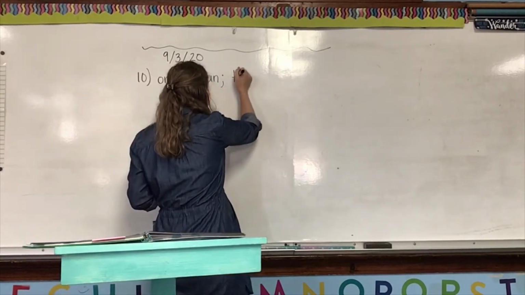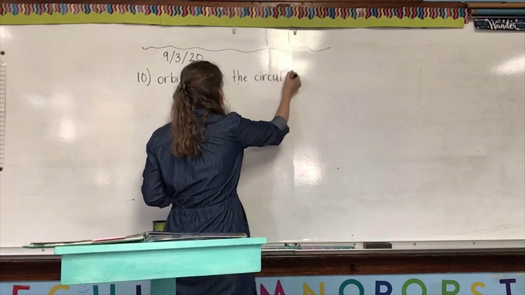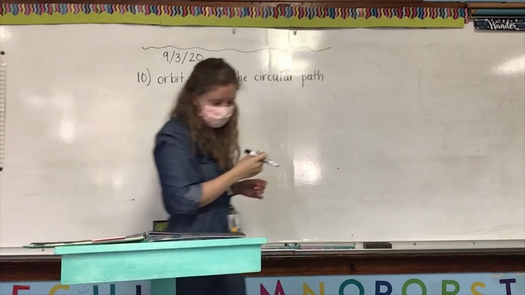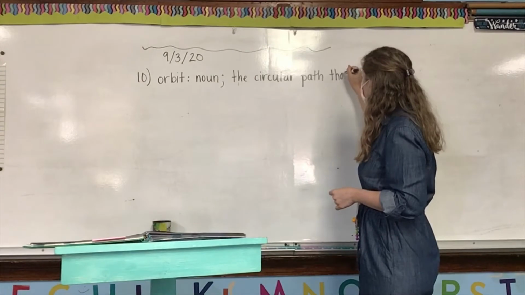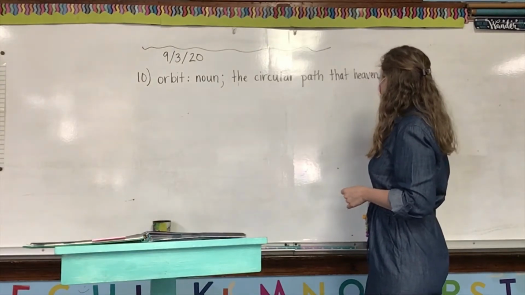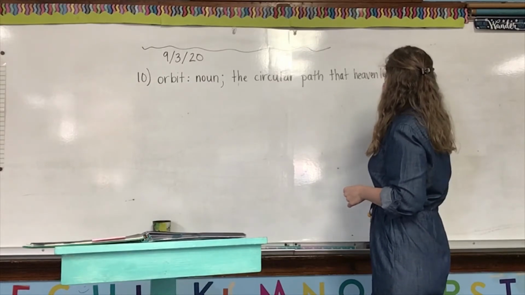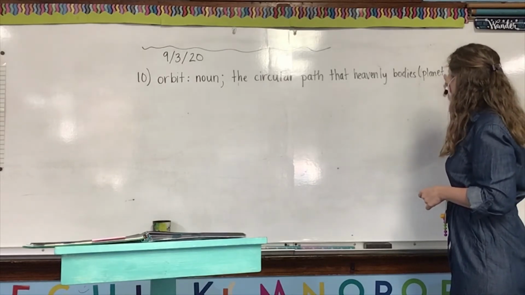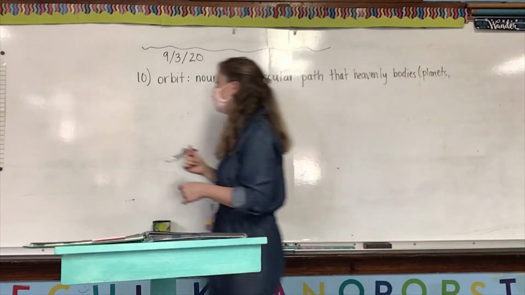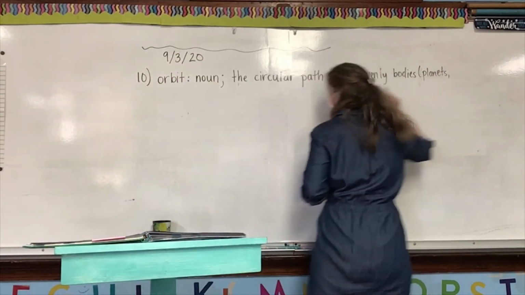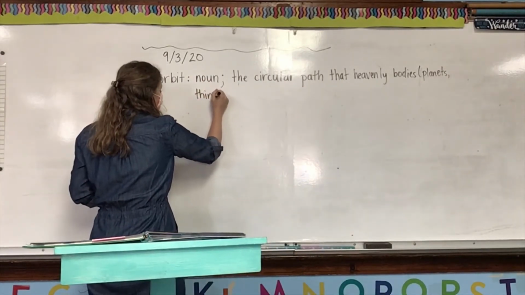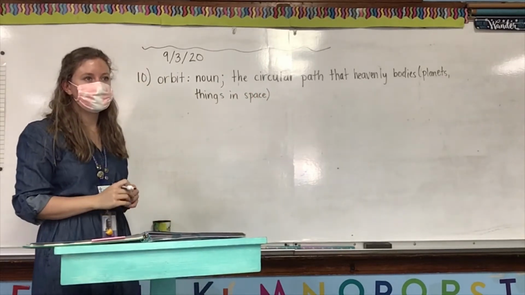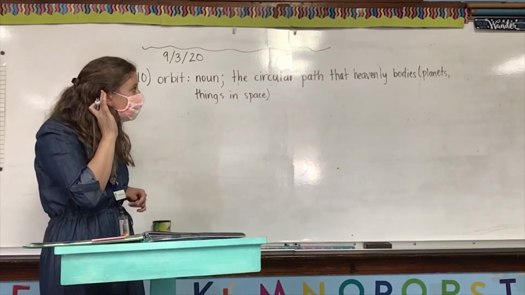And it is the circular path that heavenly bodies, and that's just a weird way to say planets, and things like that, the things that are out in space, so planets or things in space, that's what they mean by heavenly bodies. Yes, Michaela?